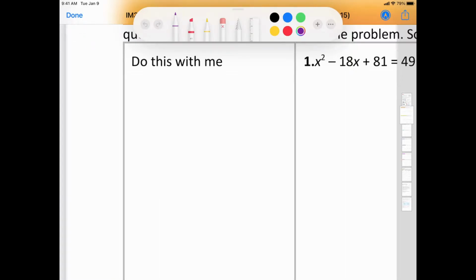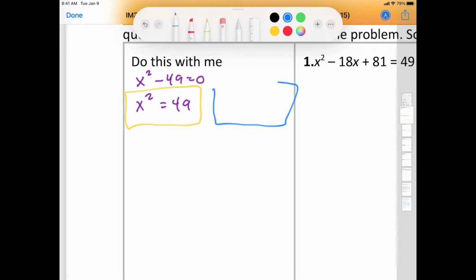Before we do that, I want you to make sure that if you have something like x squared minus 49 equals 0, and you add 49 to both sides, you have x squared equals 49. Now, there's actually two ways to do that problem. What could you fit in there for x that will equal 49? Well, it is a negative 7 and a positive 7.